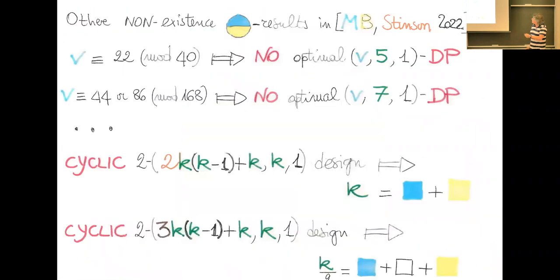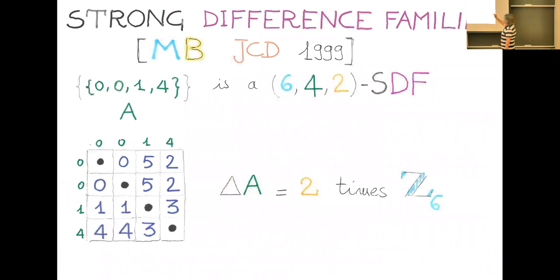Let me try to explain. For instance, here we have a (6, 4, 2) strong difference family. Here it is maybe better to speak about a difference multiset because I have only one block, 0, 0, 1, 4 in Z6. If you make the list of differences, you see that each element of Z6, zero included, is repeated two times. So it is a (6, 4, 2): we are in Z6, 4 because the block has size 4, 2 because every element of Z6 is repeated twice.